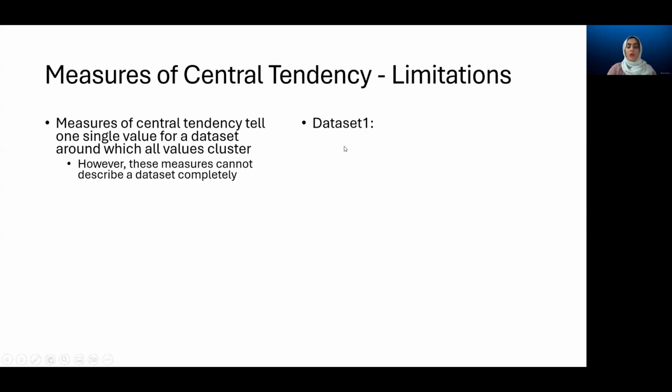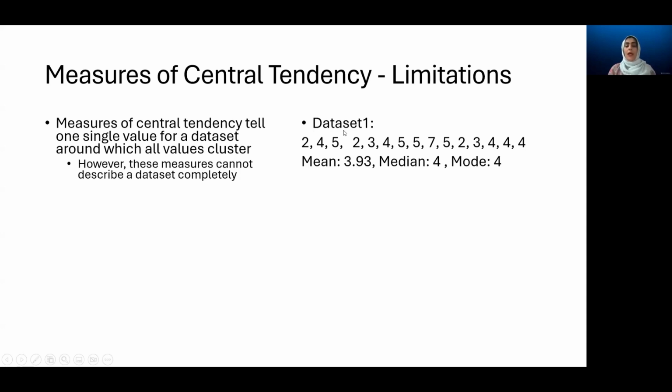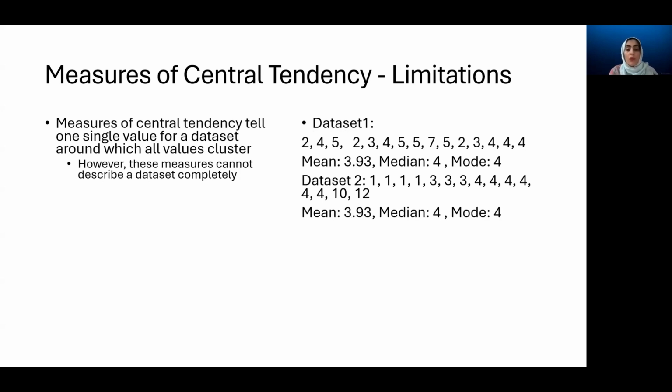So we have this data set 1, and you see these values. And the mean, median, and mode of this data set are given as 3.93, 4, and 4 respectively. Now we have another data set 2, which we can see has values which are very different from the values in the above data set. But when we calculate the mean, median, and mode of these data sets, they come out to be exactly the same as we got for data set 1: 3.933, 4, and 4.